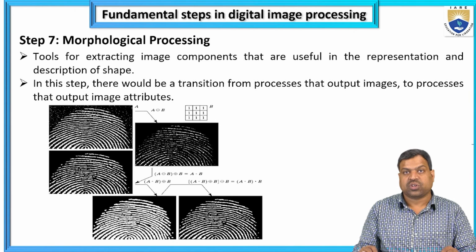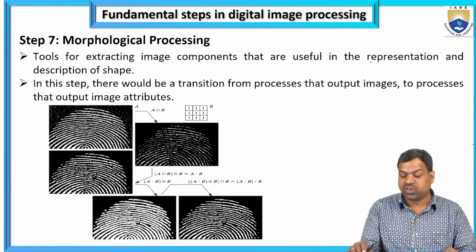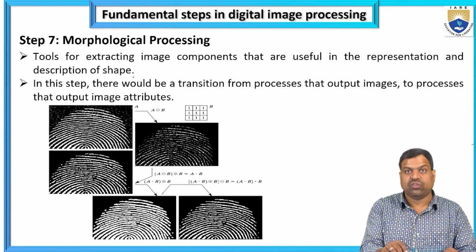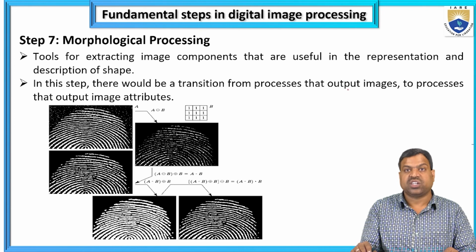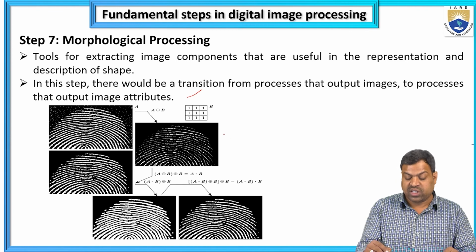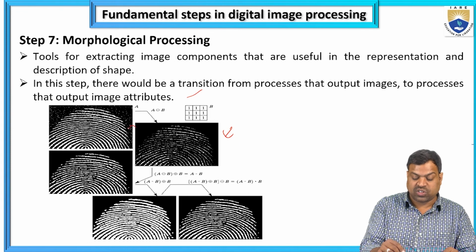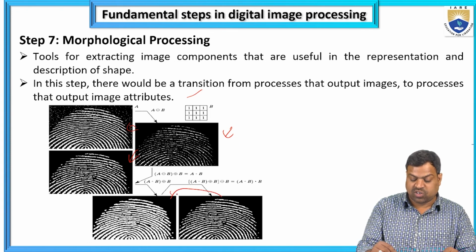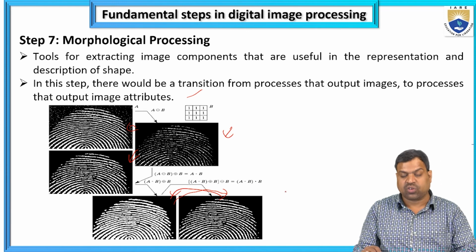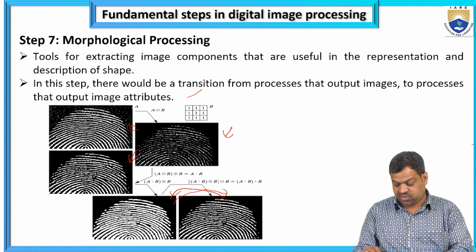So morphological processing. It is completely for thumb or fingerprint impressions. These are tools for extracting image components that are useful in the representation and description of shape. In this step, there is a transition from processes that output images to processes that output image attributes. Suppose some noisy fingerprint is there and I want to convert it to a noiseless one. Is it possible? Yes, it is possible with morphological processing in digital image processing.